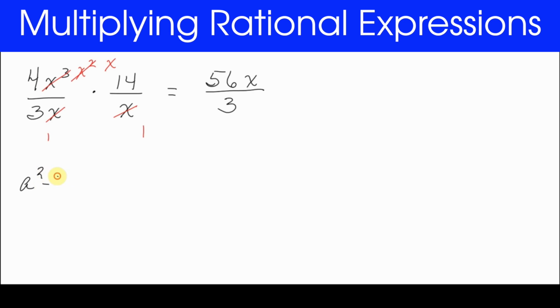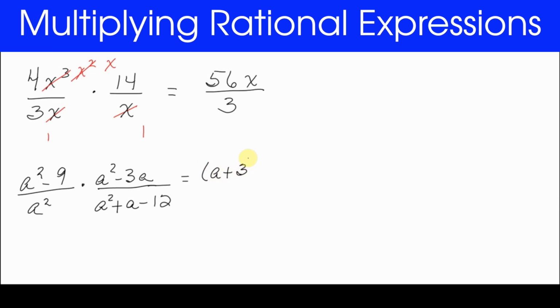a squared minus 9 over a squared times a squared minus 3a over a squared plus a minus 12. We want to factor the numerator and denominator of each rational expression completely. The a squared minus 9 factors as the difference of two squares. It factors into a plus 3 times a minus 3.